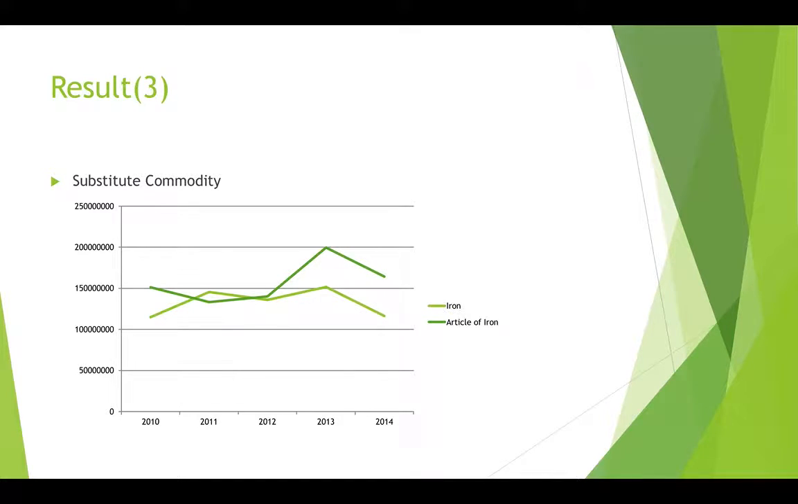We can say that some of the commodities are related to each other or inversely proportional. As we can see, when the iron barrel decreases, the article of iron increases, and vice versa.